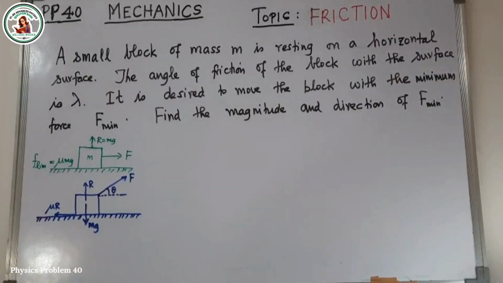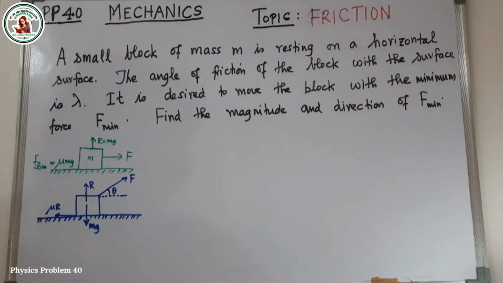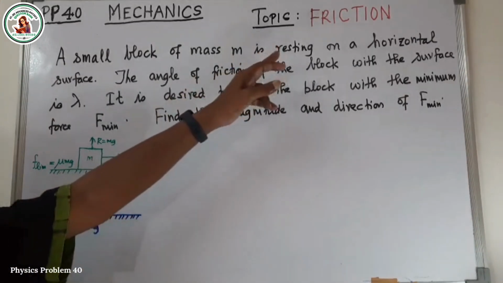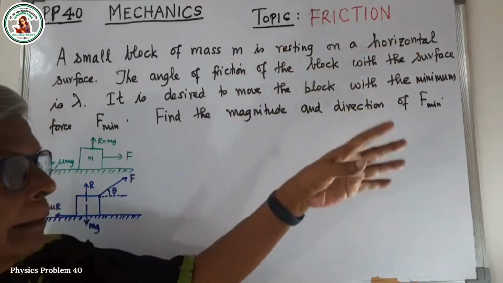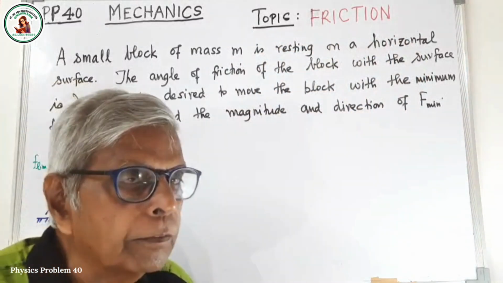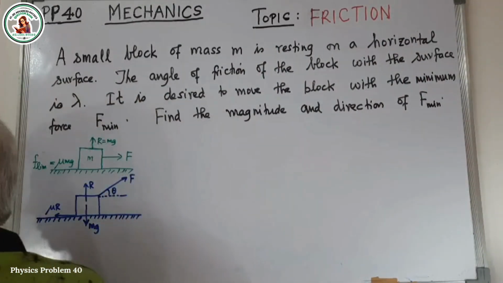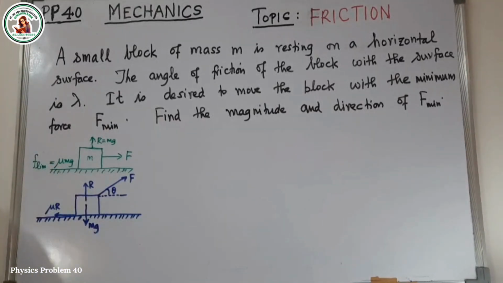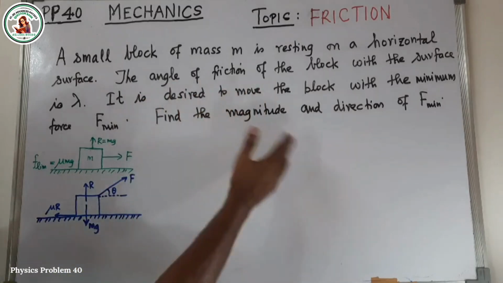Let us take up question number 40 today, physics problem 40. Topic for the discussion is friction. You can take this as an introductory example on friction. Statement of the question is, you can see, on the board you can see the statement.